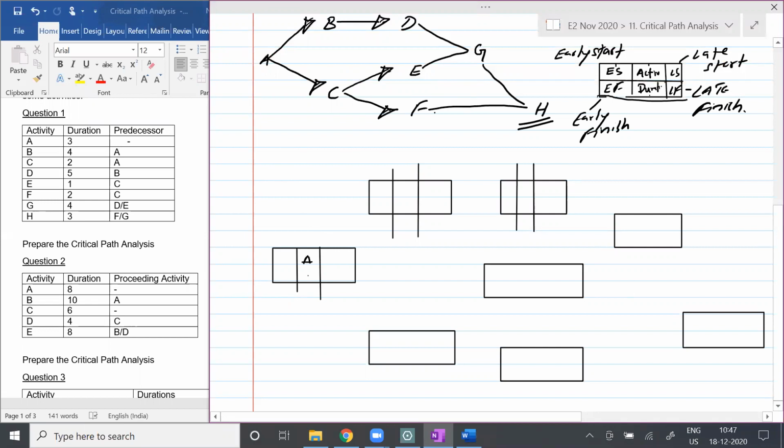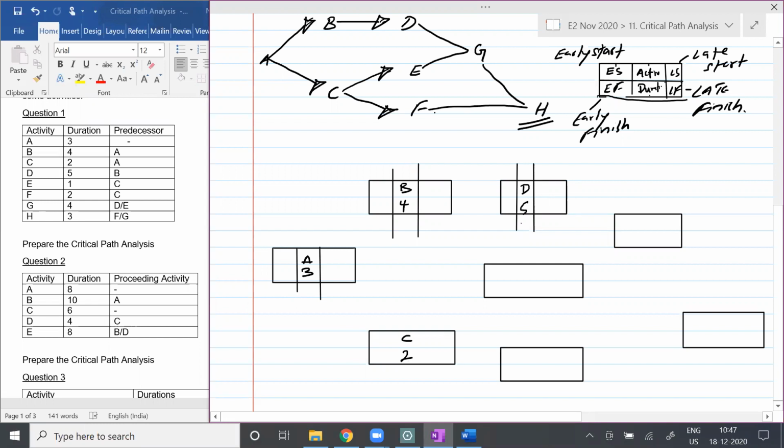Okay, now students, activity, this is A. What is the time duration for A, students? 3 weeks, right? And if you see here activity B, what is the time duration for activity B? 4. And then activity C, I'll put like this in the center. What is the time duration for activity C? 2, right? And then students, activity D, what is the time duration?